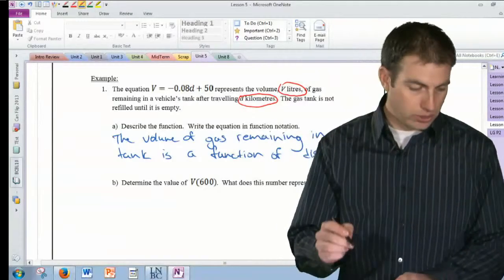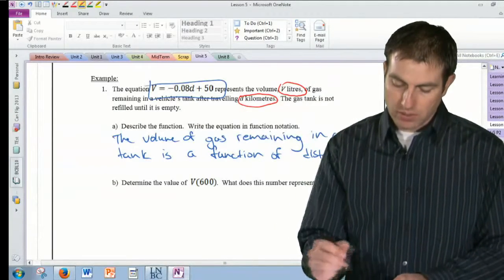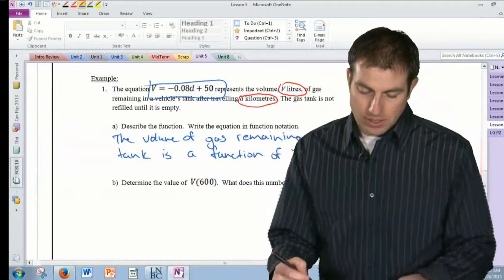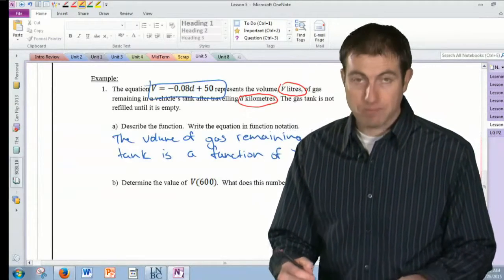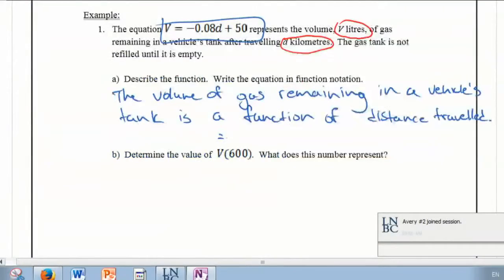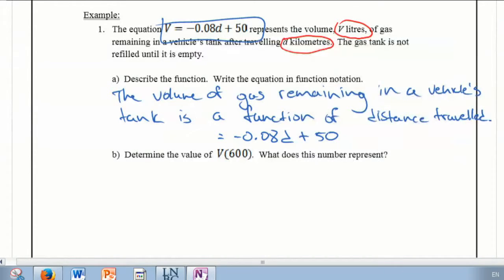So I'm going to take the equation that I had up above here. This V is negative 0.08 times d plus 50, and I'm going to rewrite it. So negative 0.08 times the distance plus 50. And in order to put this in function notation, the math is the same, like I've been saying, we're just going to take V, the volume of gas, as a function of the distance. So V of D. V is a function of distance. The volume of the tank is a function of how far you've driven.